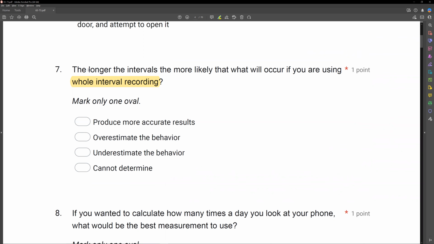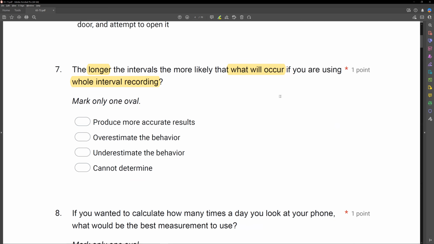So if we increase those intervals, the longer they get, what's going to happen? Let's say instead of a 10-second interval, we have a 2-minute interval. Now what needs to happen? That behavior has to occur for a full 2 minutes for it to count as one response. What might happen there? A, produce more accurate results. Well, there's just no way, right?